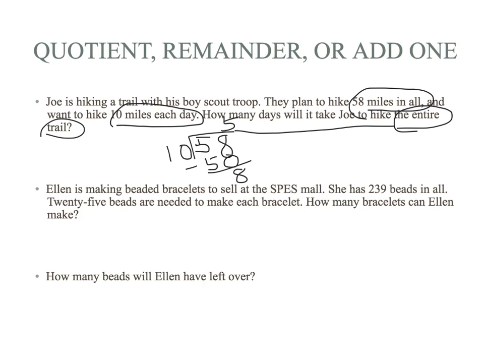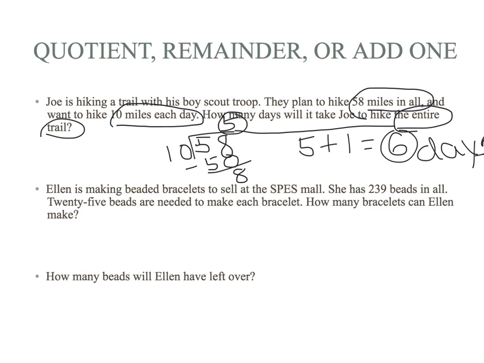So they are going to hike 10 miles a day for 5 days, but they still have 8 more miles. Well, we can't give a fraction of a day because the question says, how many days will they hike the entire trail? So what I need to do is look at my quotient, and my quotient is 5. Well, I have to hike another day to get the other 8 miles. So I'm going to have to add 1 to that quotient. 5 days plus 1 more day, in 6 days, Joe will hike the entire trail.